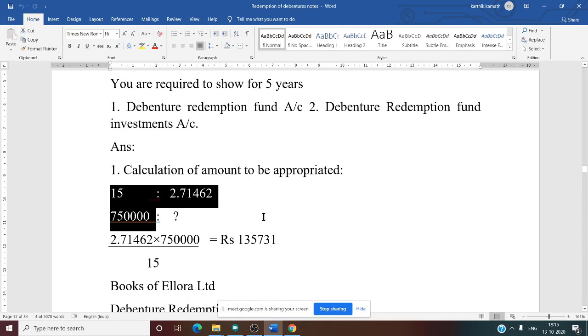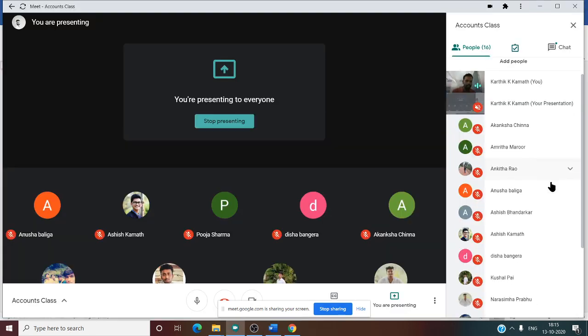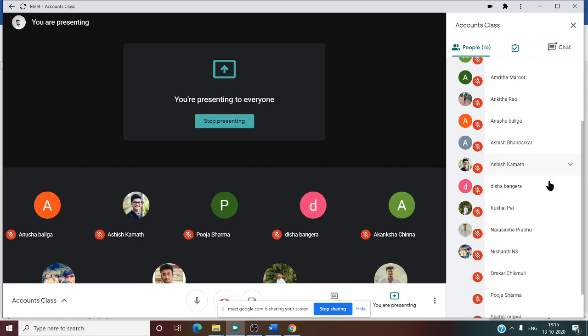See, where is our fifth problem? Yes, the same thing we are going to do here also. Under the greater side we are going to write the amount. Then only we can get the profit and loss appropriation amount, that is 30,212. Any doubt regarding this working note and table? You can ask me now. No doubt, right? I hope this is clear.